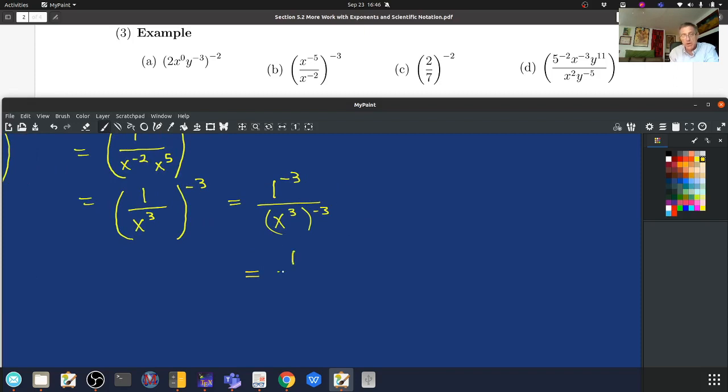So the top is 1, and the bottom is x to the 3 to the minus 3. So bringing it up here, that's 1 over x, and 3 times minus 3 is x to the minus 9. But we want this to be all positive exponents. So we're going to move x to the minus 9 to the top, and we're going to do 1 over x to the 9. And we're done.